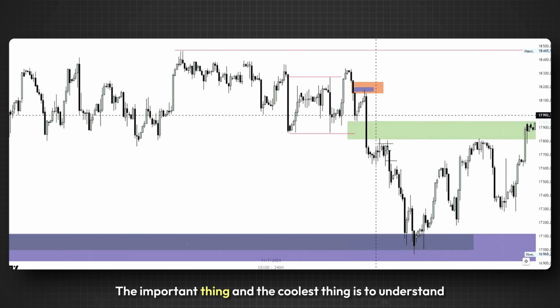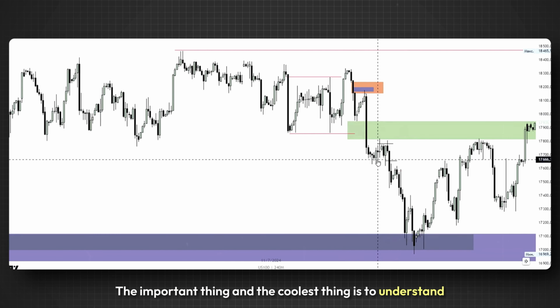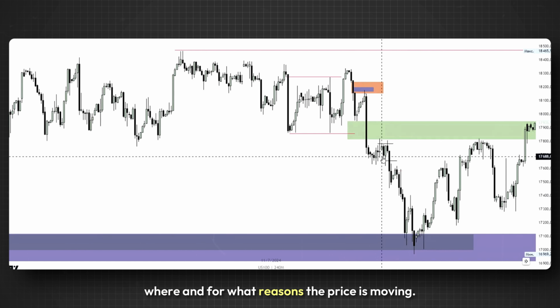The important thing and the coolest thing is to understand where and for what reasons the price is moving. And just this video that I'm telling you is the reason, one of the reasons, half of the reasons. Yes, the other half is liquidity for which the price is moving somewhere. If you start to integrate these things into your trading, then everything will change radically.